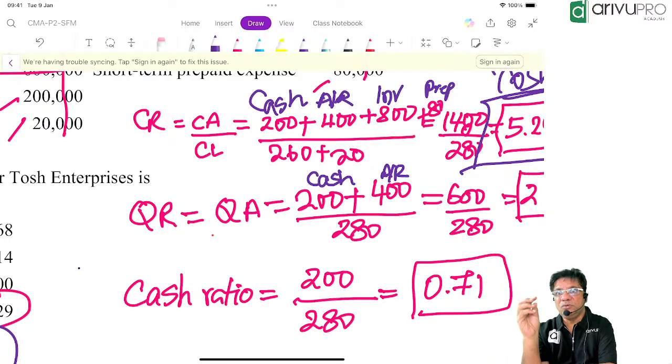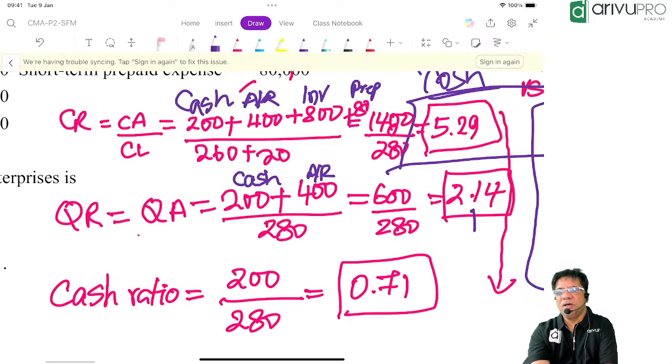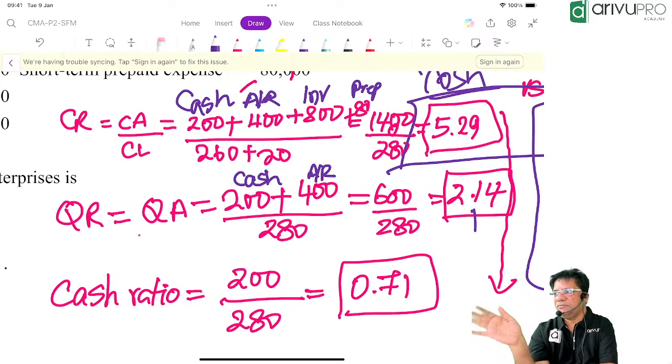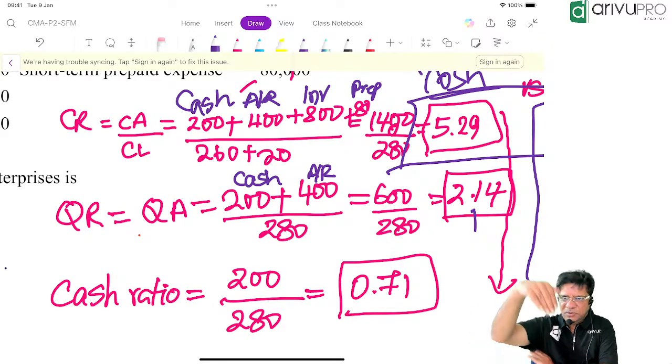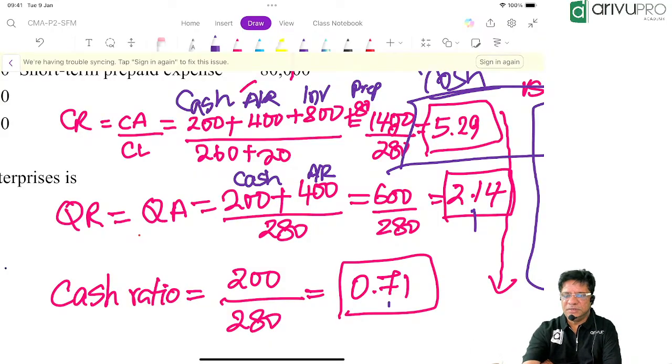This is good storytelling. If you go like this to your general manager, saying, oh, we have 5.29 current assets, we have a 2.14 quick ratio, your business leaders will laugh at you. And you are struggling to run the day-to-day affairs because cash is less. Now again you are going to cash ratio. In cash ratio, it is very dangerous.